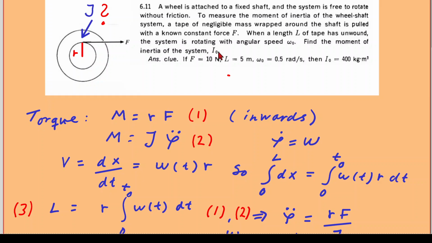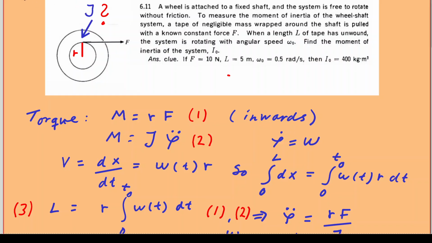The notation I naught here is not really relevant, since the moment of inertia is a constant. So it's not the moment of inertia for that moment when we have omega naught here, or after a time t naught. So let's just call it capital J.